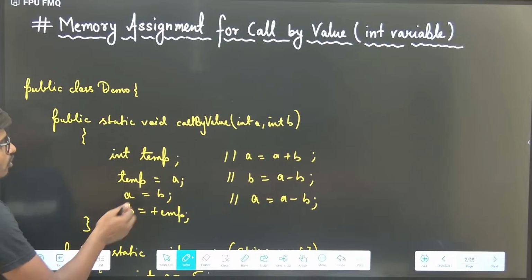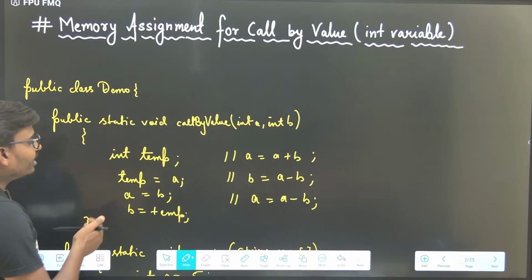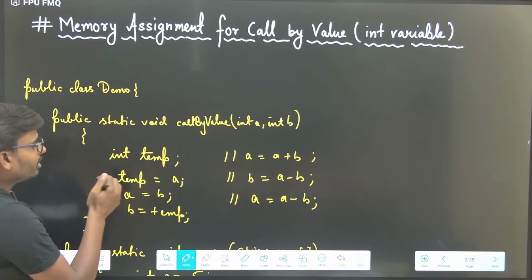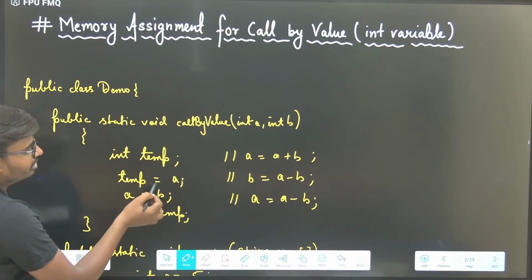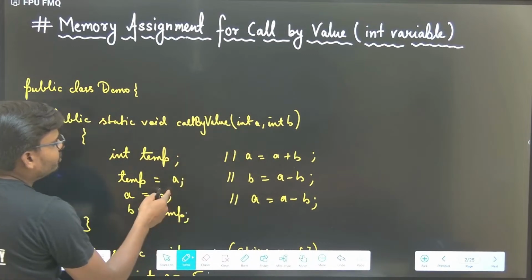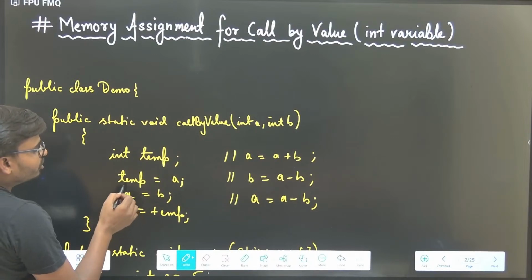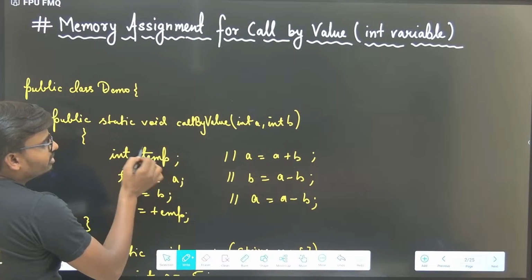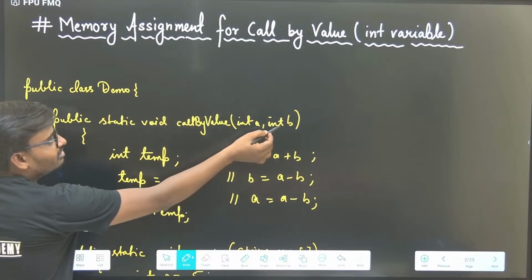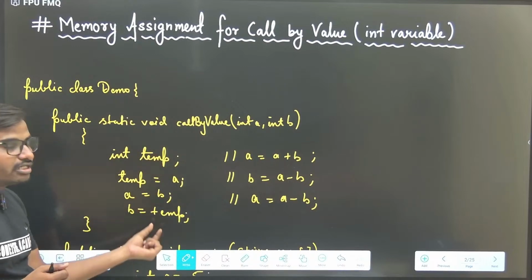So how can we do this? It is a logic that you already know. We create one temporary variable, and we initialize temp with the value of one parameter, a. Then we initialize a with the next value, that is b. Now we initialize b with the temporary variable.